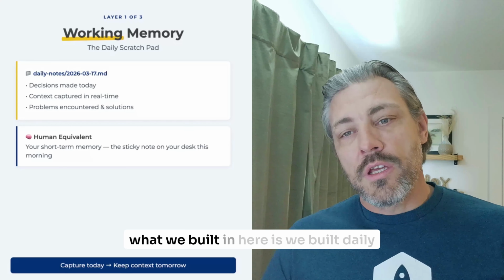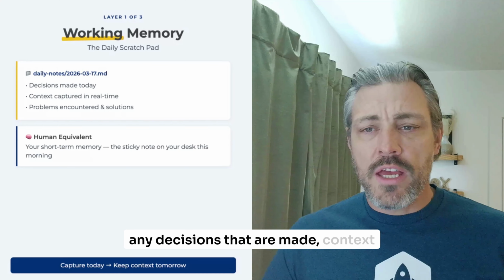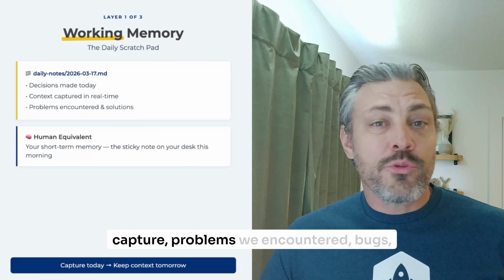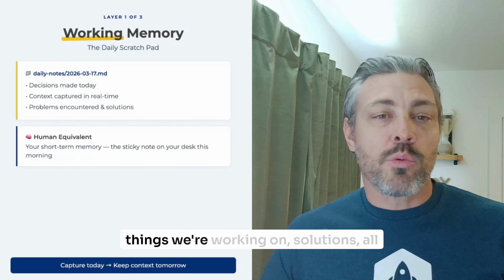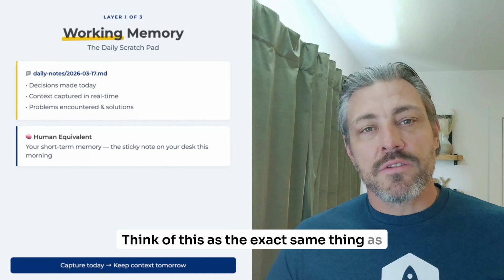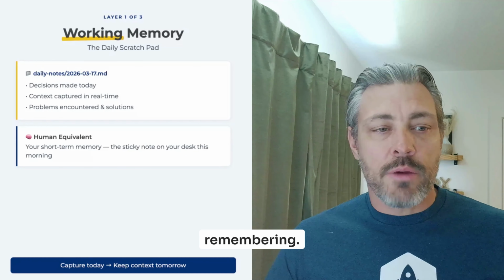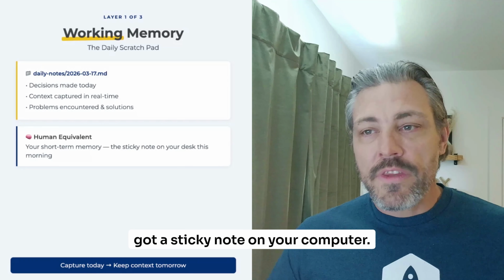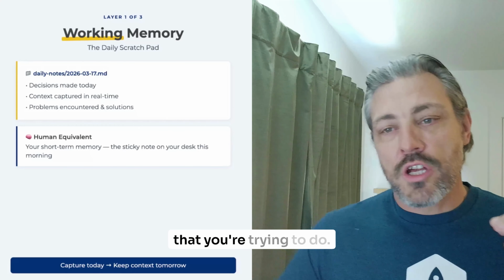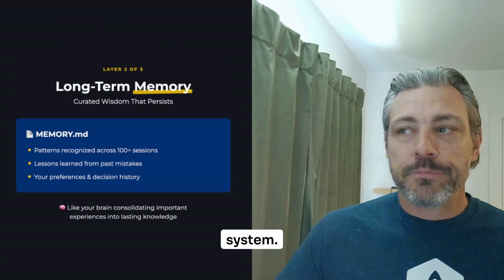Let's think about working memory. What we built in here is daily notes, any decisions that are made, context capture, problems we encountered, bugs, things we're working on, solutions, all that. Think of this as the exact same thing as your short-term memory as a human, right? This is the things that you're remembering. You've got a sticky note on your computer, things written down, all those things that you're trying to do. That's what our working memory is in our system.